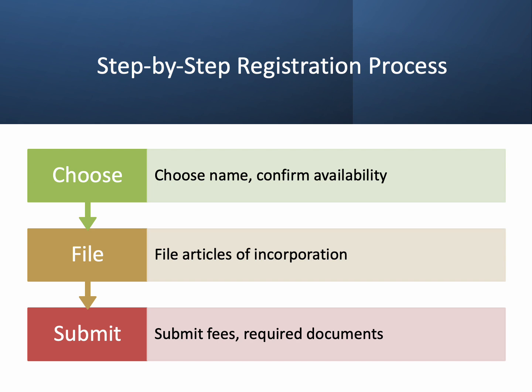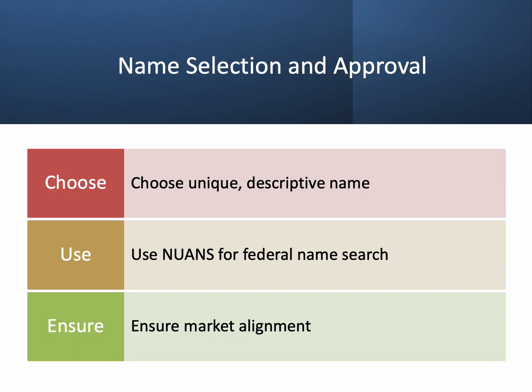This process aligns with course objectives by providing a clear roadmap for registration, enabling compliant corporations that drive economic growth. This slide transitions to name selection and approval, where we'll detail the first step. Following the registration process, let's discuss name selection and approval for for-profit corporations in Canada.